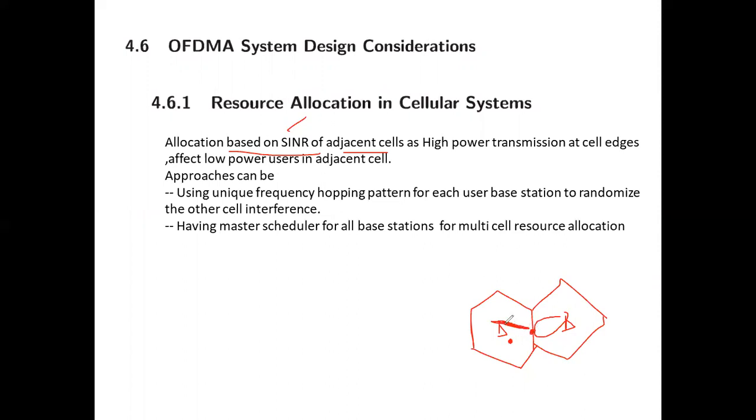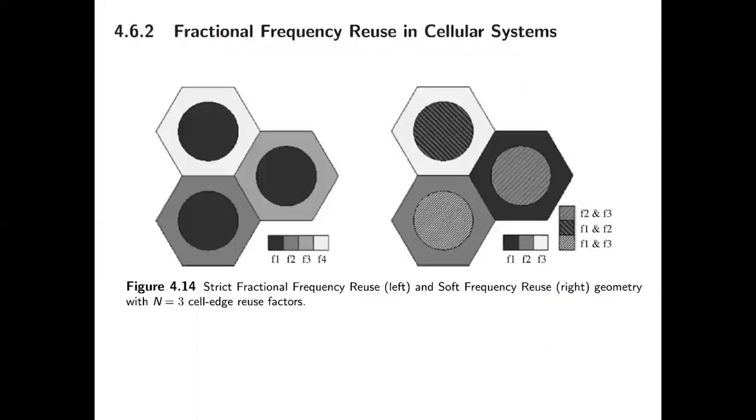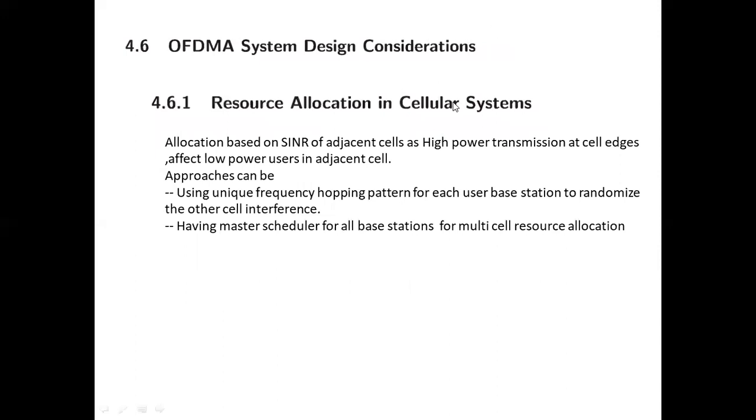This high power transmission will also affect users who are very near to the tower, even though they are in different resource blocks, because the comparative values are going to affect them. So what can be done? Different approaches are discussed here. Let us see the approach, and then we will see this foolproof plan called fractional frequency reuse.